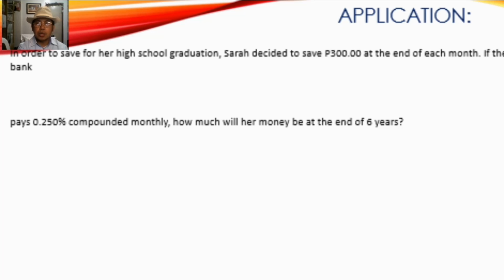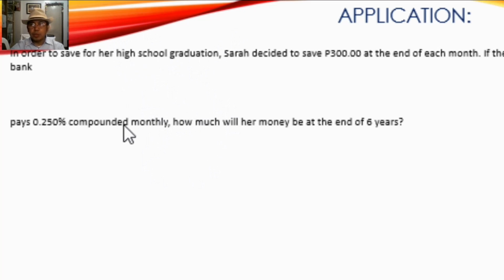Okay, so again, to analyze the problem, let's try to analyze if this is under the simple ordinary annuity. It says in here, the payment is every month, and compounded monthly. So meaning to say they are equal. So this problem is under the simple annuity.